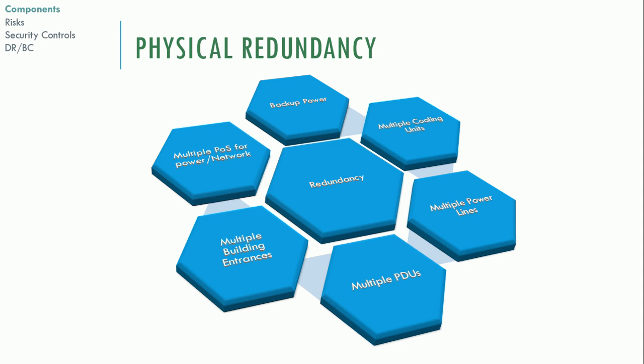So we have physical redundancy. I think we've talked about physical redundancy before. You'll have backup power, you'll have multiple cooling units. So instead of just one air conditioner, you would have many air conditioners. Generally, like anything else, you calculate the cooling load of the data center, and you make sure you've got enough cooling so that if you lose any of the cooling equipment, you can still cool the space. Multiple power lines. Again, you calculate the power utilization, and you make sure you've got enough power coming into the data center.